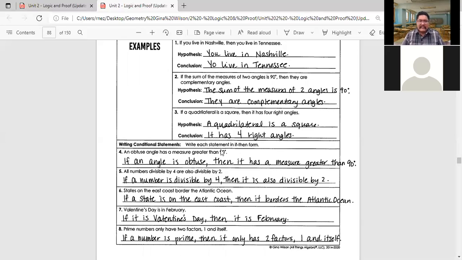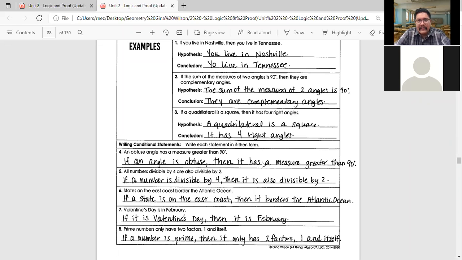And that's true. That is the definition. If we were to have a definition of an obtuse angle, that's what it would be: an angle with a measure greater than 90 degrees. So we just have to put the if and then in there. If an angle is obtuse, then it has a measure greater than 90 degrees. So again, we just split it, putting in the if and then.